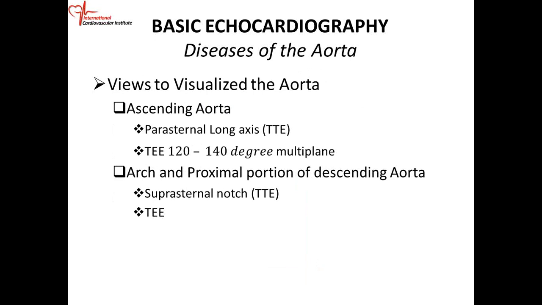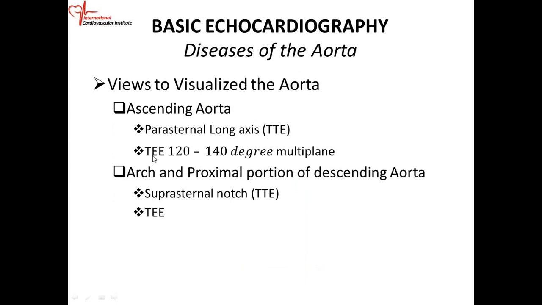It's very important to visualize, to look at the aorta in its entirety, especially if someone comes with signs and symptoms suggestive of aortic dissection. You have to look at the entire aorta. You can see the ascending aorta with your transthoracic echo. By just looking at your parasternal long axis view, you can see the aortic valve, the aortic root, and the ascending aorta. So the transthoracic echo allows you to do that.